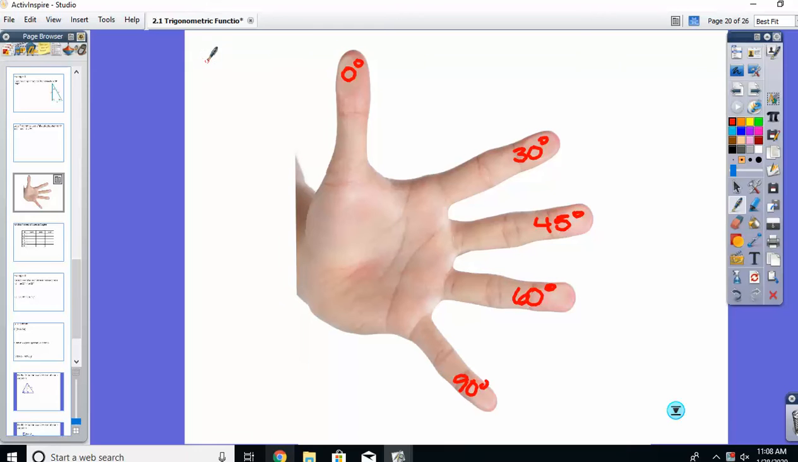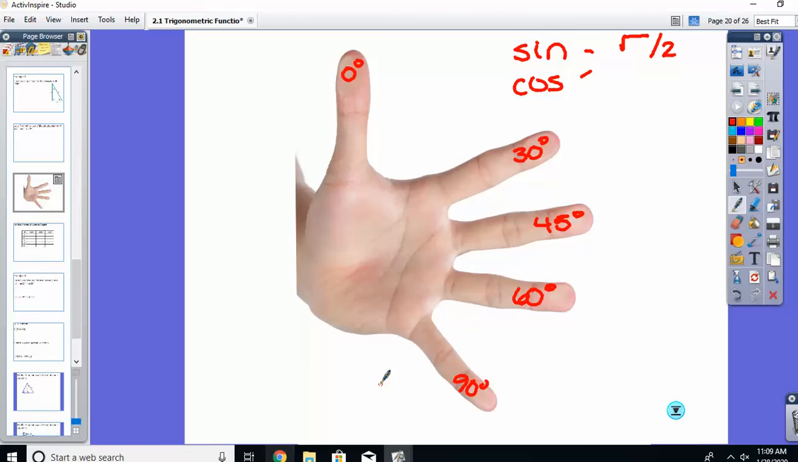For sine and cosine, we are going to follow this pattern. It's a square root over 2, okay, for both of these. Sine is going to be top and cosine is going to be bottom. So, at 0 degrees, if I fold down my 0 finger, if I want sine, that would be the number of fingers above the one I folded down, which is 0.